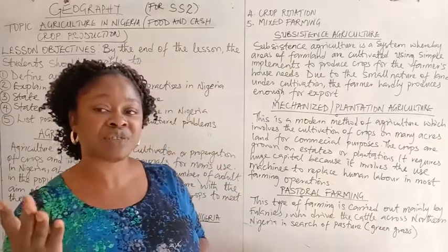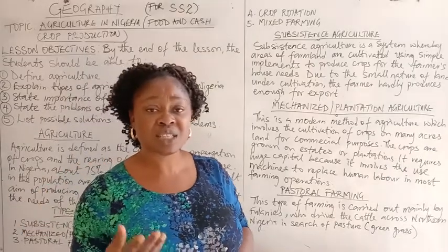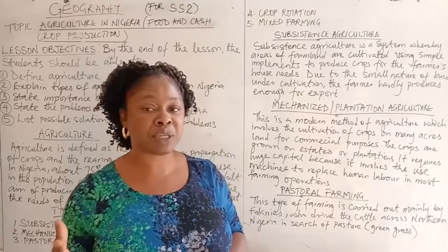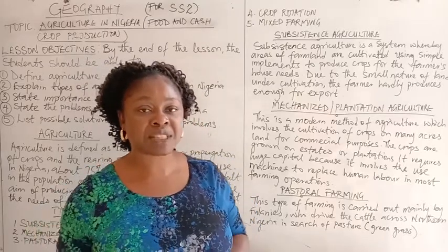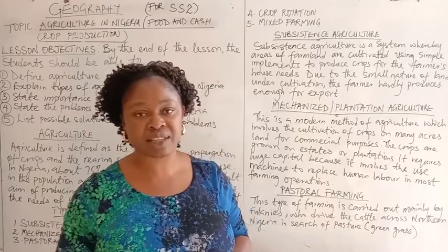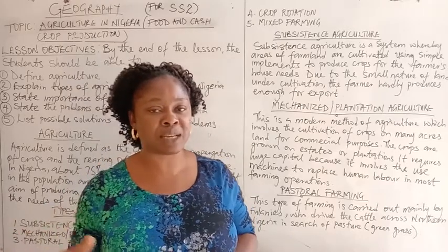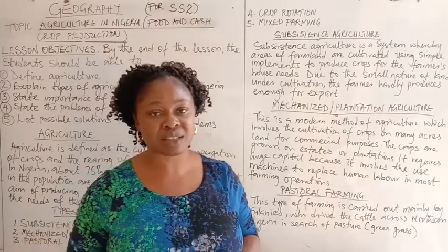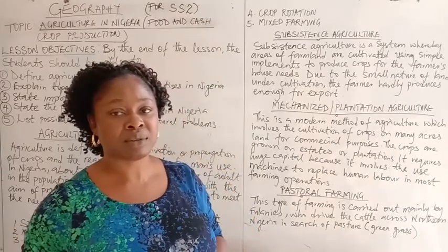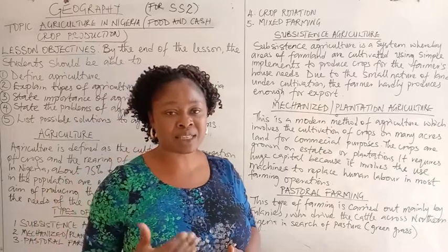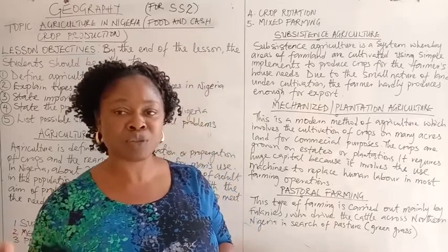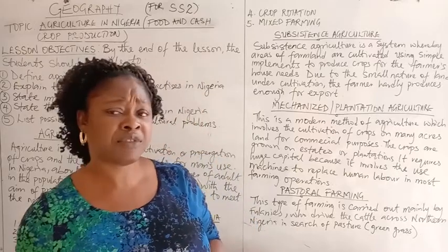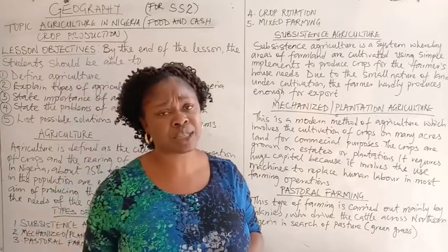Shifting cultivation is a system of agriculture whereby the farmer will plant on a piece of land. After about 2 to 3 years, he will move away from that land and search for another fresh piece of land to plant. After a certain year again, he moves to another piece of land. He keeps on shifting from one farmland to the other.